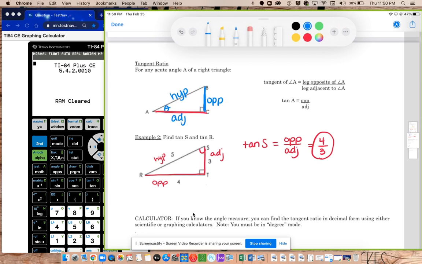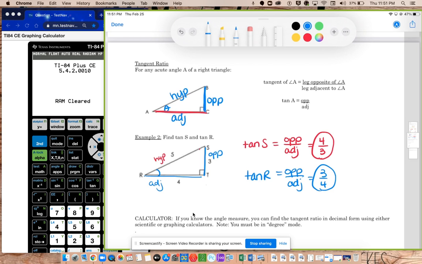Now for the next part, we're asked to find tangent of R, so we're looking at a different angle. So we're going to switch really which one's opposite and which one's adjacent. So tangent of R, here's R, opposite that is going to be this side, and next to it is going to be this bottom side. So our opposite over adjacent is going to be the fraction 3 over 4.